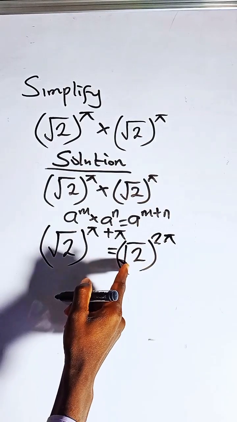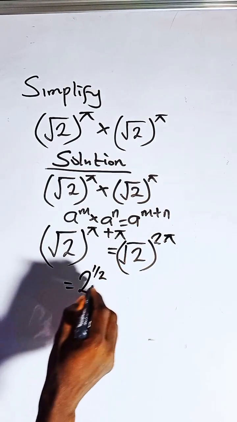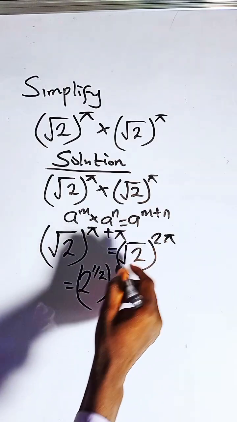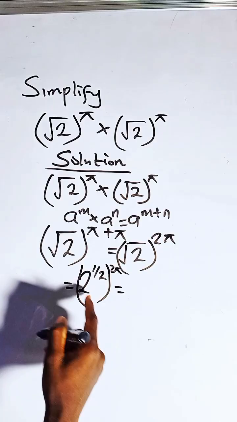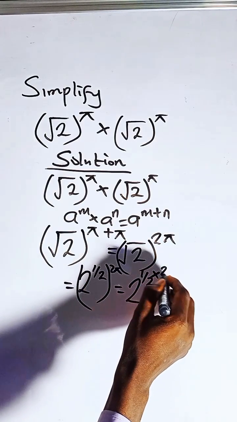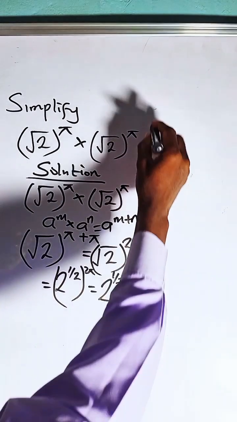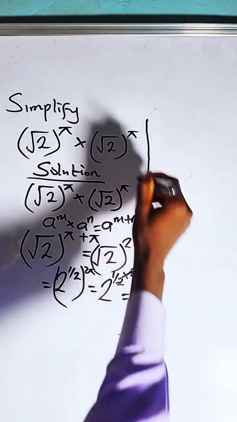Okay, so for root 2, we can write it as 2 raised to power half. In the parentheses, we have 2 pi. So when we apply the exponent rule, we have 1 over 2 times 2 pi. Or we can use another approach.